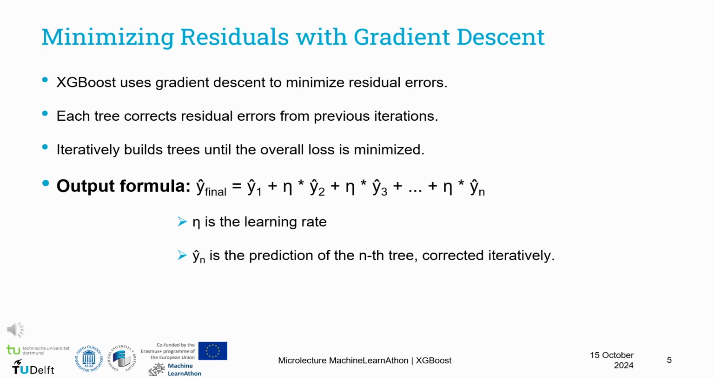The formula looks like this. Y final equals the prediction from the first tree plus the learning rate times the prediction from the second tree, and so on. This iterative process continues until the residuals are minimized and the overall error is reduced. Essentially, each tree helps bring the model closer to the true output, gradually refining the prediction.